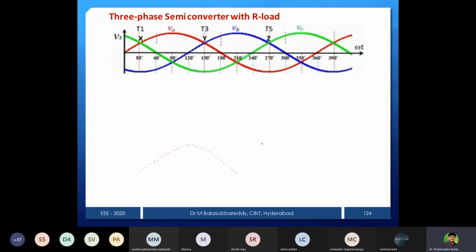Now, first we have to represent the supply. The supply is simply a three phase AC supply you have to draw, and after that you identify the crossovers, as I explained earlier. The A phase device will be forward biased only after 30 degrees, because below 30 degrees the A phase is less positive compared to the C phase. This is the C phase and this one is the A phase.